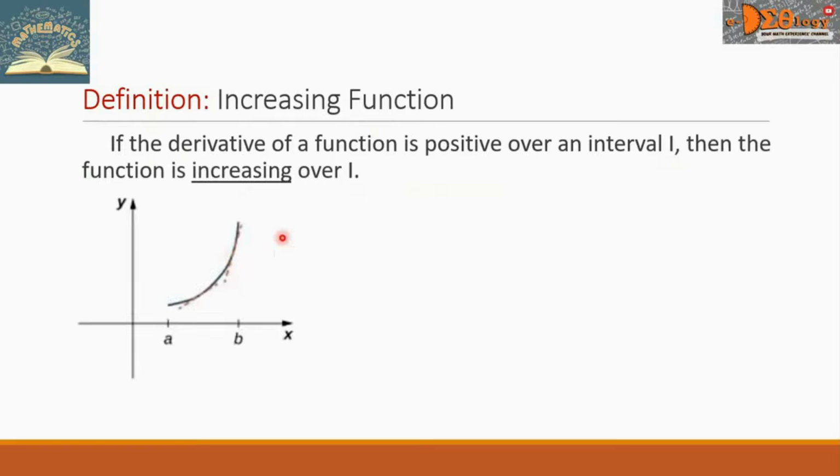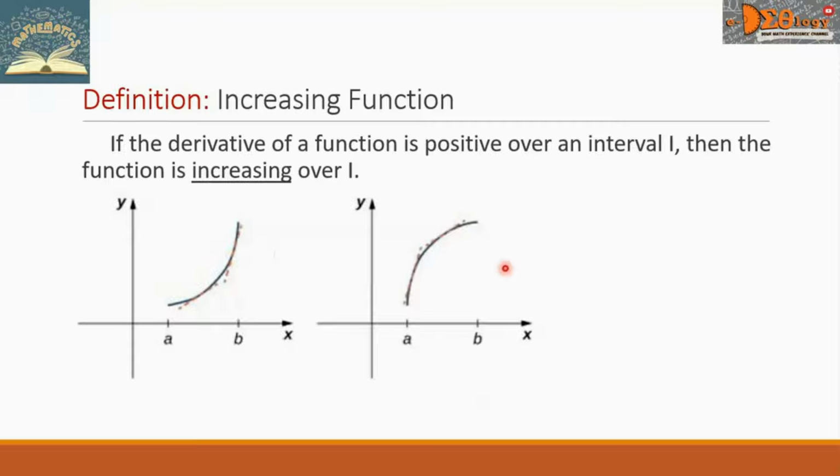Here we have an example of a graph over the interval from A to B. This is the graph. On the graph, we can see two examples of tangent lines. This is the first tangent line, and this is the second tangent line. Both tangent lines are leaning to the right. It gives us the idea that the slopes of the tangent lines are positive.